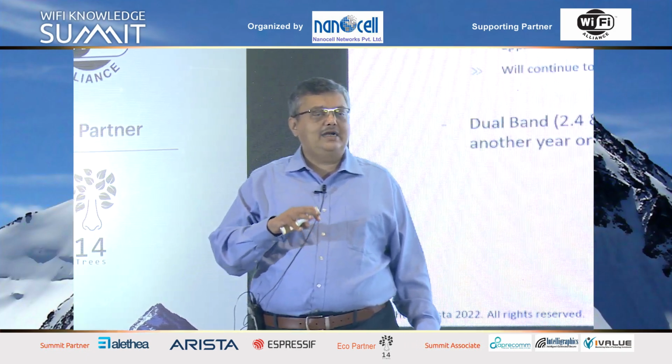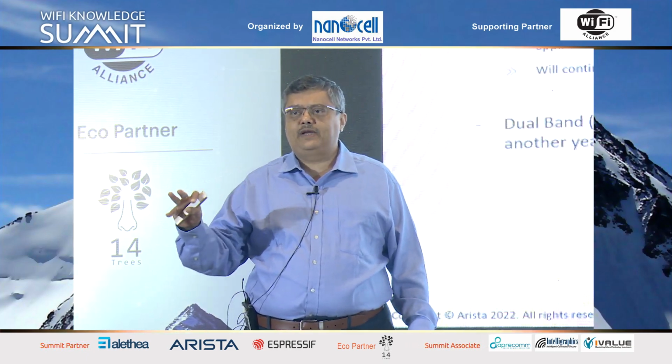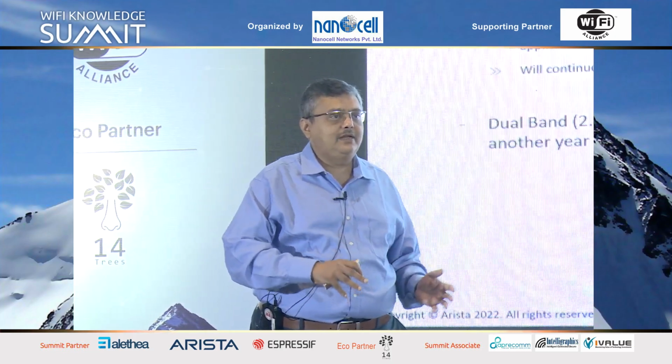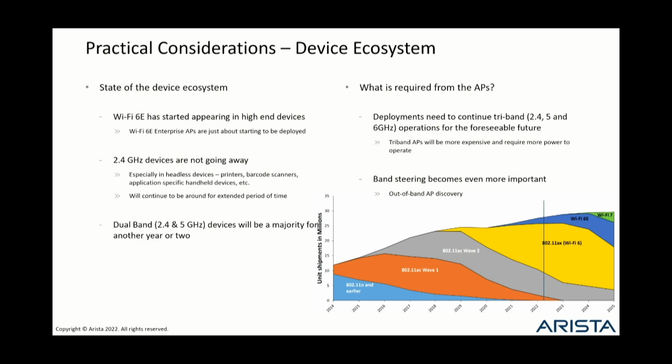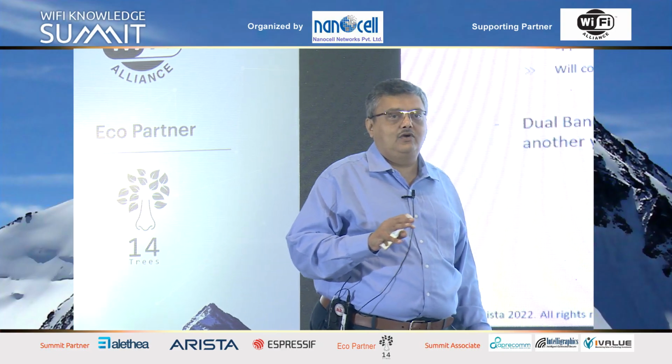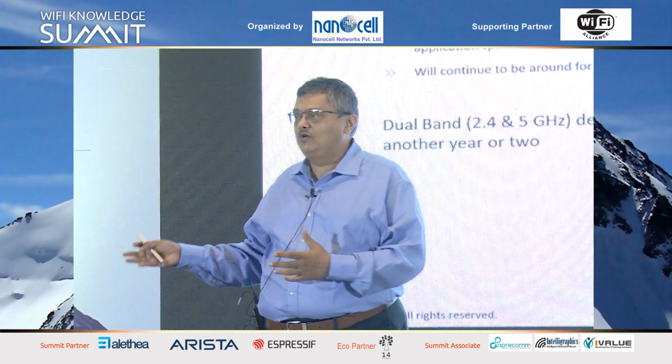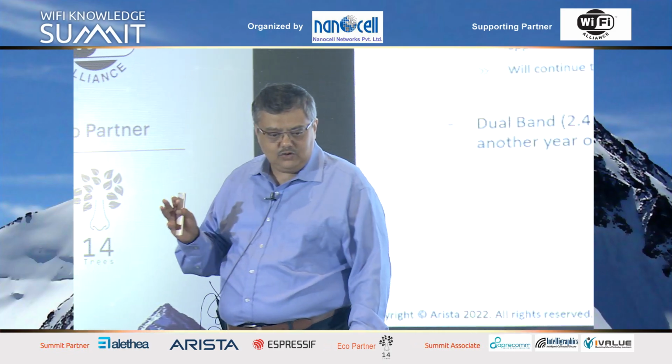And 6 gigahertz access points are also starting to ship. So we, Arista, and our competitors have started shipping APs that are capable of running 6 gigahertz as well. But one of the key things we need to remember is that 2.4 gigahertz is not going anywhere, right? Everybody is saying, oh, now that we have 5 gigahertz and 6 gigahertz, do we really want to continue with 2.4 gigahertz? That's not going anywhere.